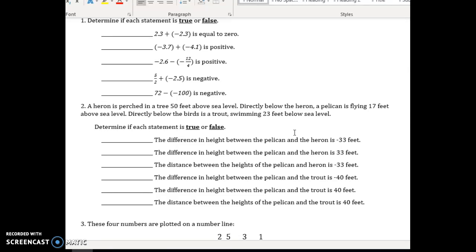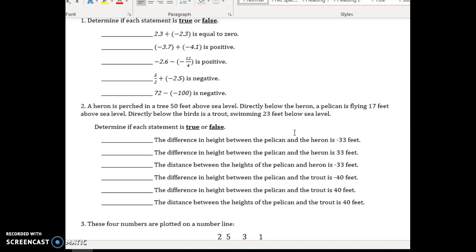The difference in height between the pelican and the heron is negative 33 feet. The difference in height between the pelican and the heron is 33 feet. The distance between the height of the pelican and heron is negative 33 feet.